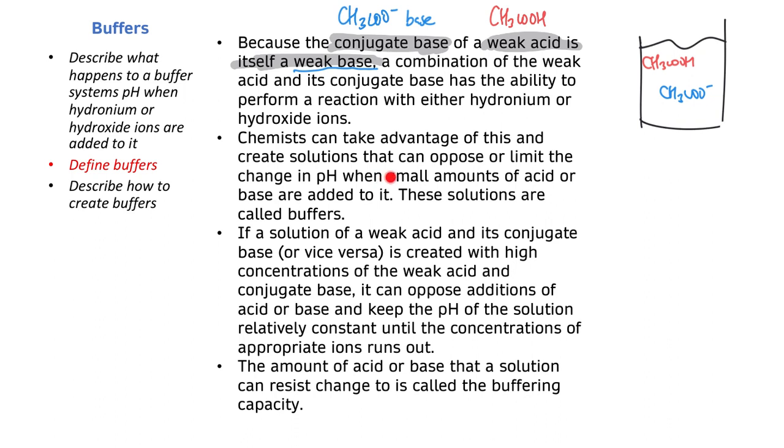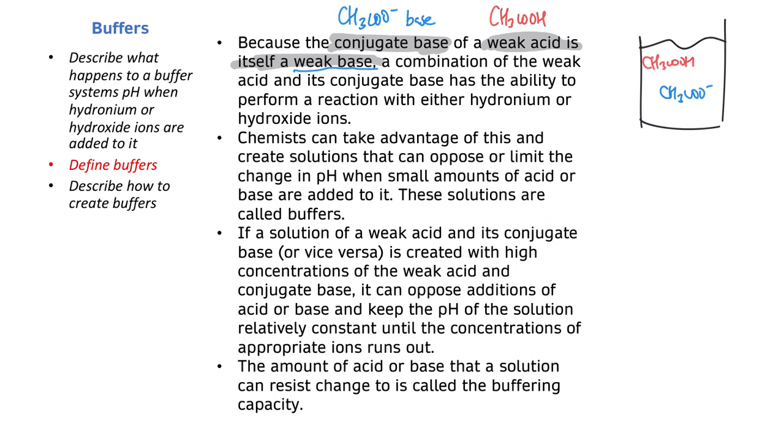In this part here, small amounts of acid is kind of key because you can't add a ton of acid or base to it and still expect it to buffer. So that's the idea. If you have both these two things here, a weak acid and its conjugate base, or a weak base and its conjugate acid, in the same solution, they will be able to react with either hydronium or hydroxide ions and consume them when they're added to limit the change in pH.